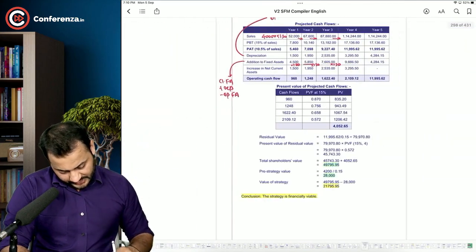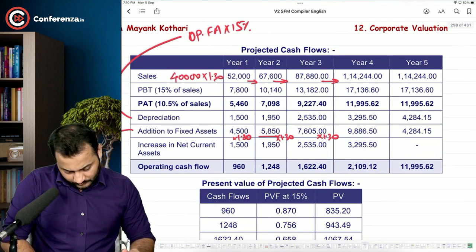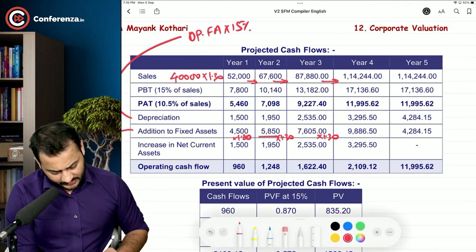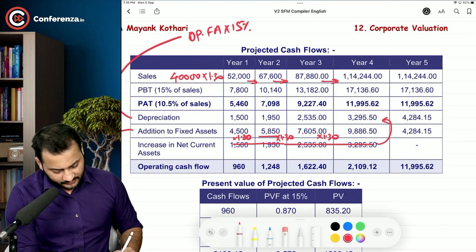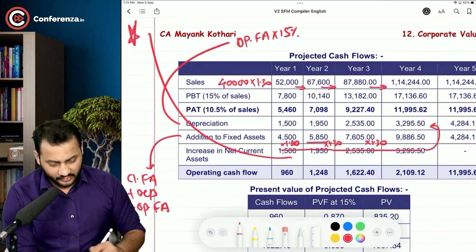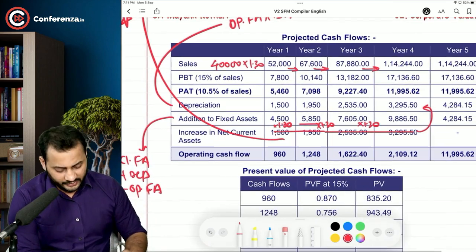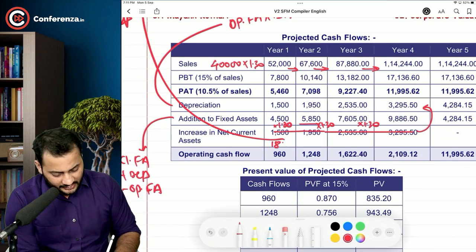It should be 1800. Yeah, there is a slight mistake I think in these figures. These are the figures of depreciation which has been written over here, which needs a correction. I don't know if it is a mistake in the institute's material or what, but we will need to make a correction here. So just write down 1800.